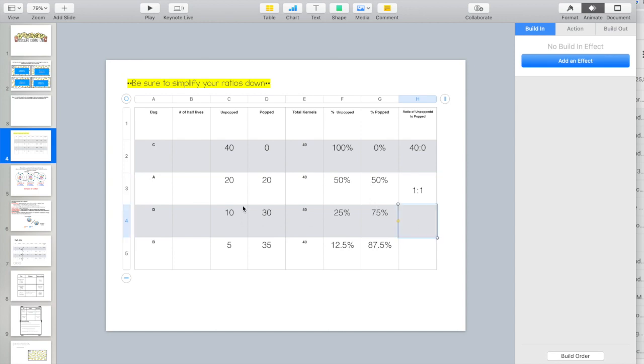And then this one, you have 10 unpopped and 30 popped. So you have 10 to 30. We must simplify it down. You can take a 10 out of each, which leaves you 1 to 3. All we need to keep is our final answer. And then last but not least, we have unpopped 5, popped 35. So 5 to 35. A 5 can come out of each of those to make it 1 and 7. You only need to keep the simplest form, so you can delete that first ratio.